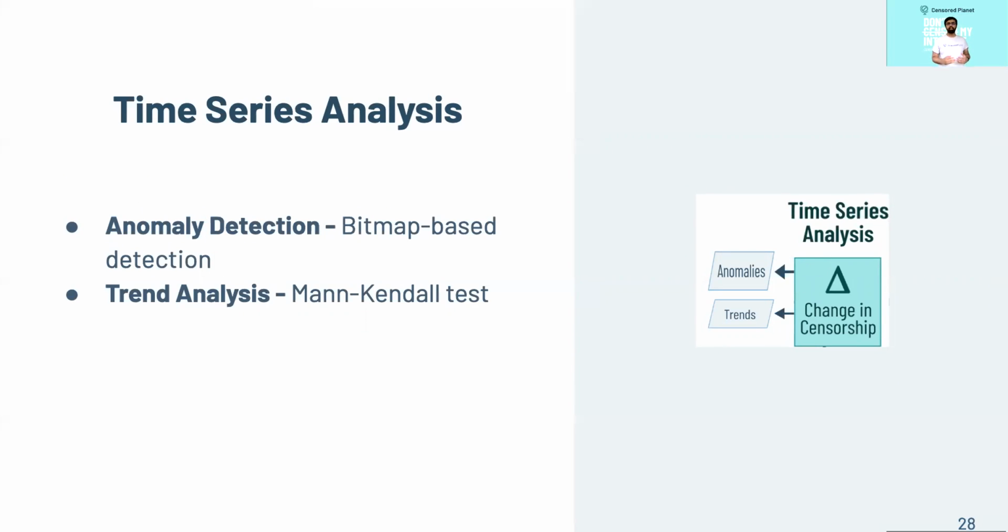Finally, we perform two types of time series analysis on the smooth censorship data. We first use a bitmap-based anomaly detection method to find anomalous censorship events over time. We also use the Mann-Kendall statistical test to identify trends in censorship.